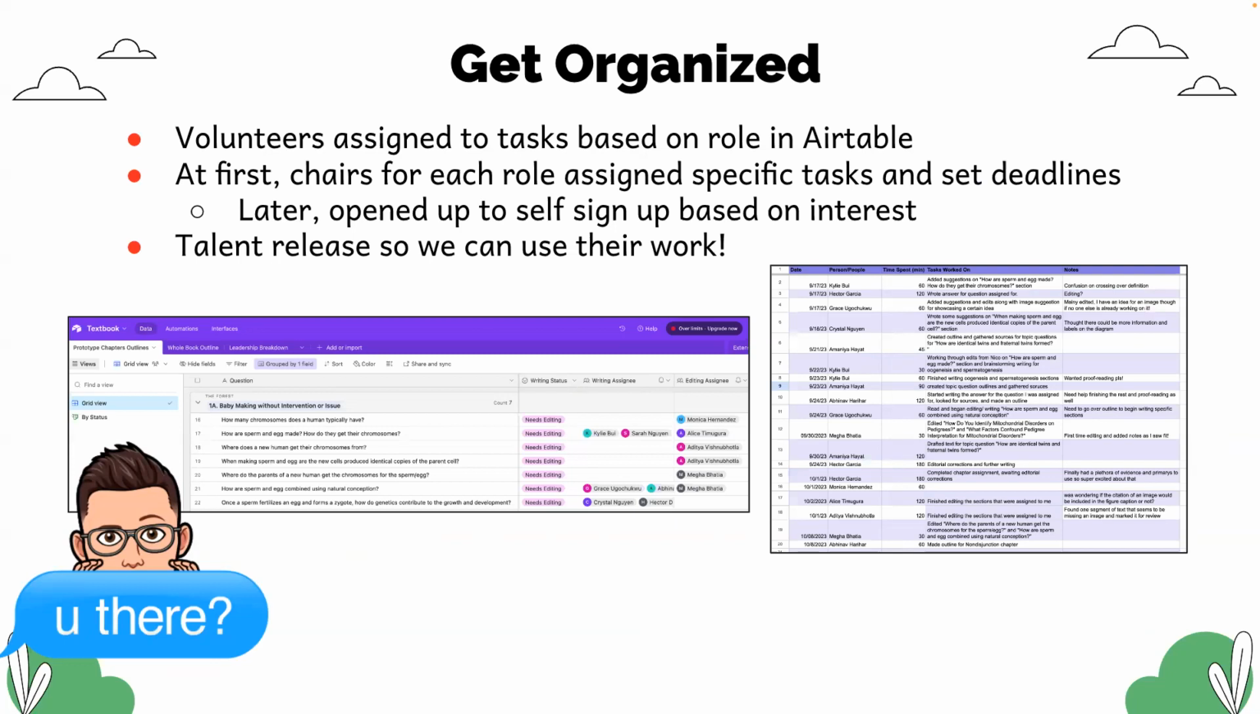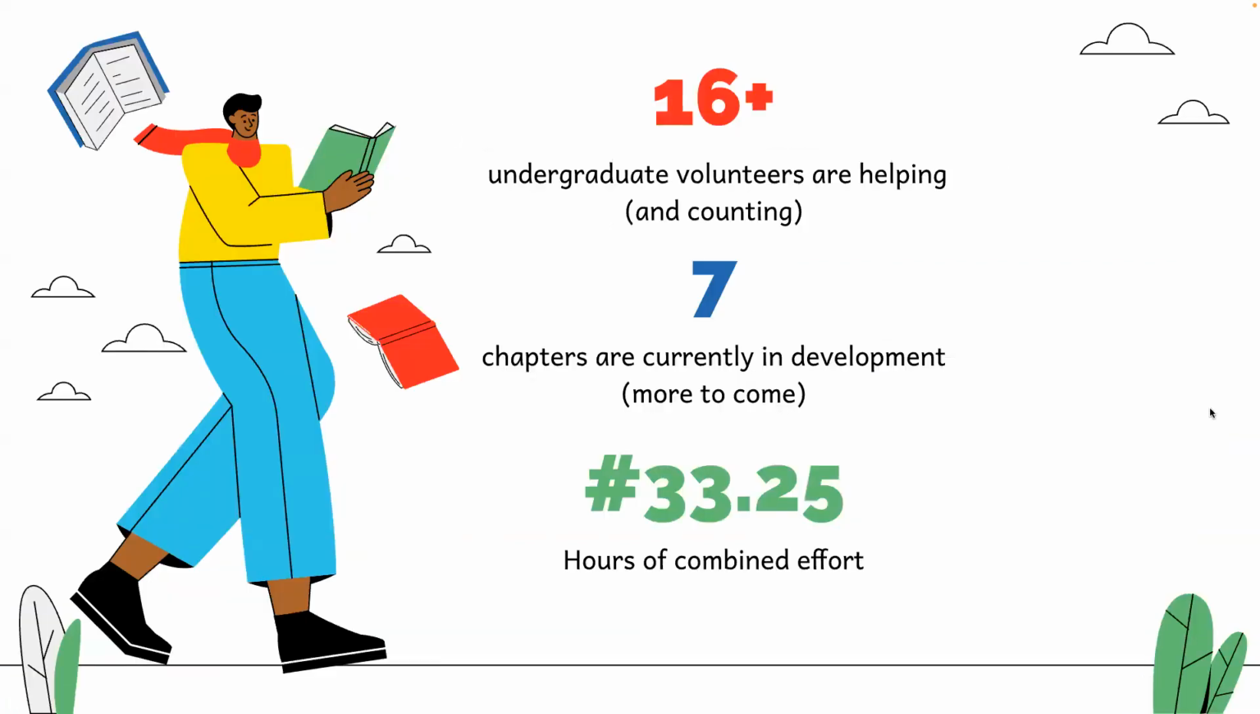The other important thing was to get organized because we have a lot of people working together on this. So we created an Airtable where each of the questions and answers has its own row, and then people signed up to write and edit those sections. We also created a time tracker so we could give people appropriate credit and just help us with planning. And we had all volunteers sign a talent release.